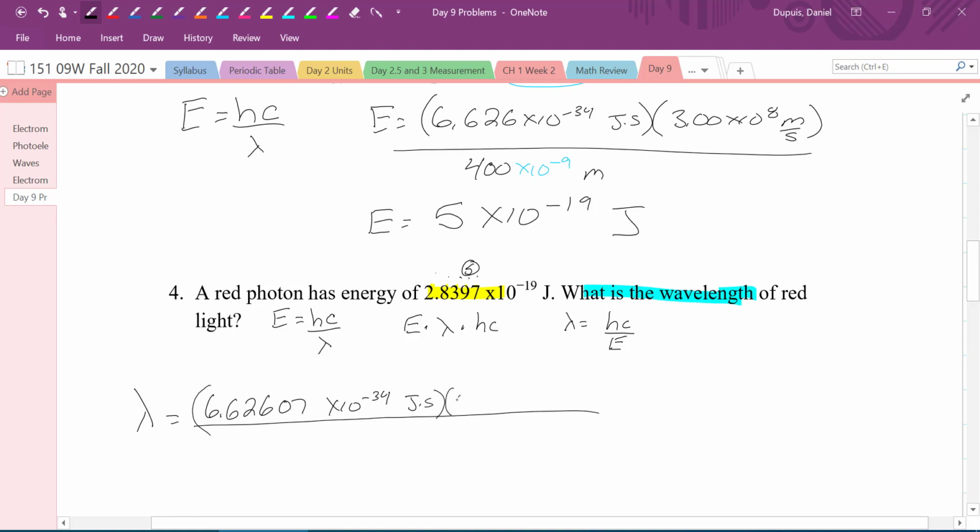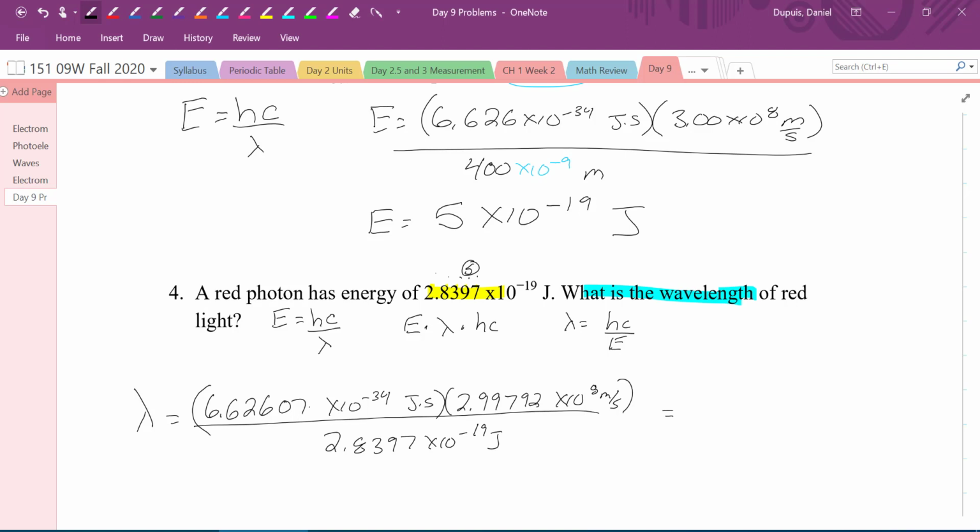For the speed of light, I'm going to use 2.99792 times 10 to the 8 meters per second. And then for the energy I'm going to use 2.8397 times 10 to the negative 19 joules. So now I have 5 sig figs there, and 6 sig figs in each of my constants. So I have an extra sig fig in each of my constants, which gives me peace of mind knowing that my measurement of energy is the limiting factor, not my constants.